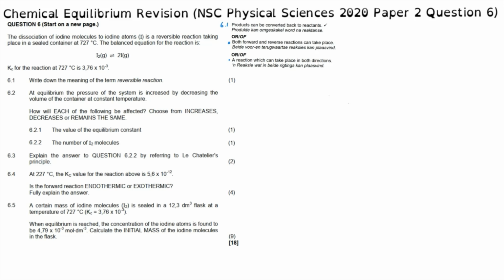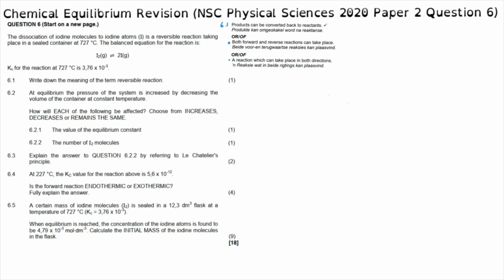Question 6.2. At equilibrium, the pressure in the system is increased by decreasing the volume of the container at a constant temperature. 6.2 then goes on to ask, how will each of the following be affected? Choose increases, decreases, or remains the same.